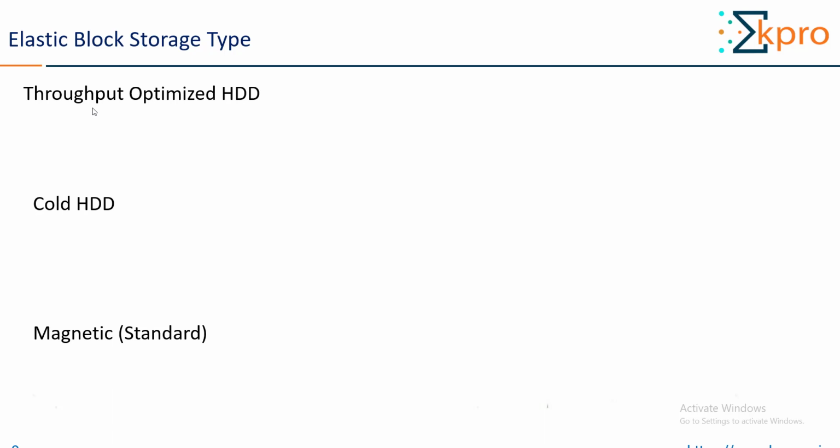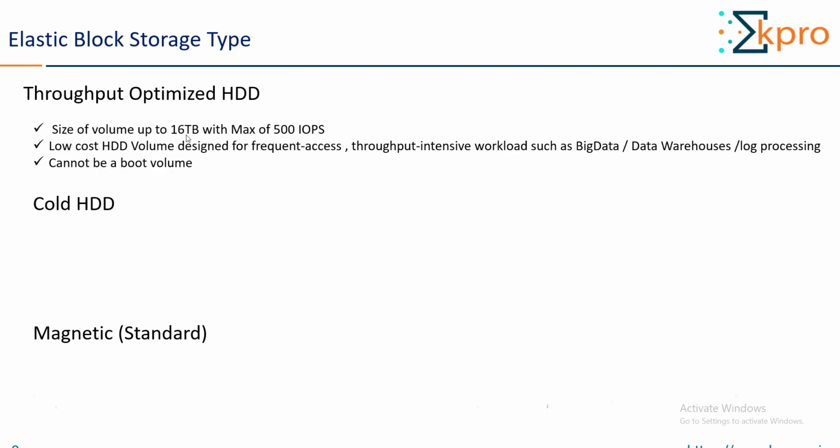So what is the basic difference between these? The size of the volume can be 16 terabyte but with a maximum of 500 IOPS, and it is generally designed for frequently accessed, throughput intensive workloads such as big data and log analysis. For data warehousing, you can use this hard disk. It cannot be a root volume. I told you, you can think that these HDD devices cannot be used as a root volume.